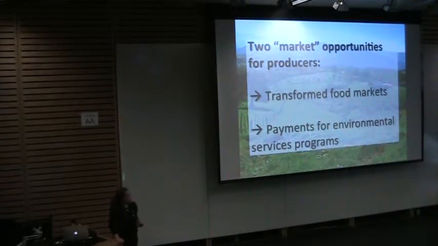So I decided to look at two market opportunities for producers. One is transformed food markets, and one is payments for environmental services programs. I'll give you a quick overview of what each of those is in just a minute. But I wanted to explain why I put markets in quotes there, and it's because a lot of payments for environmental services transactions, or PES transactions, are not actually pure markets in a sort of pure market sense. So that's why I put that in quotes there.